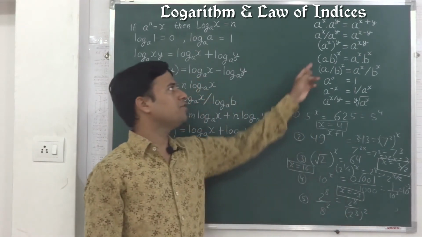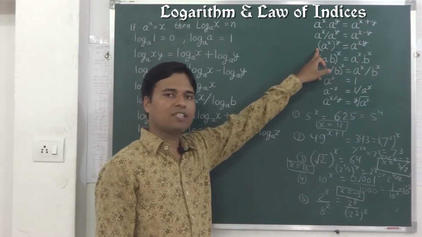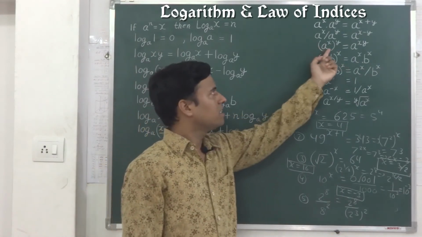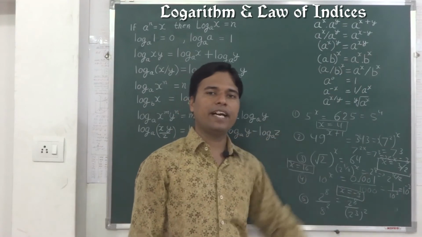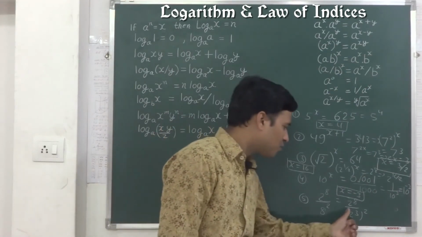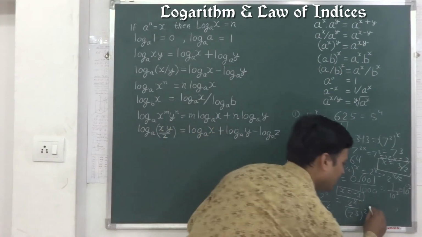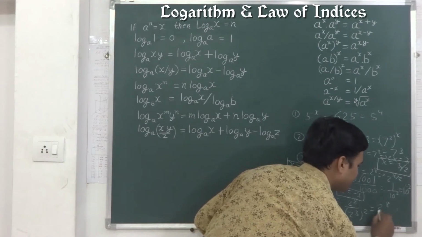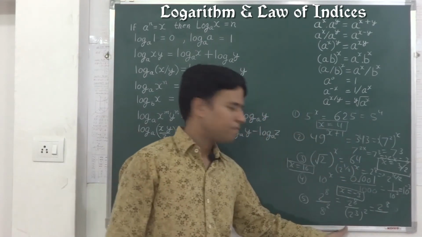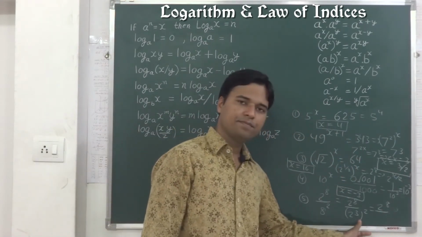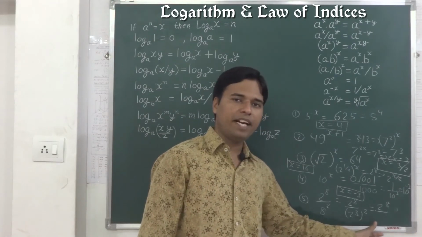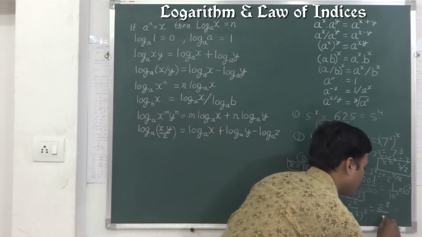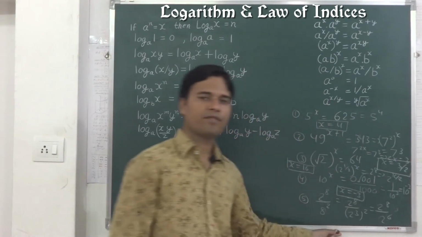Now we will use this formula, a power x whole power y: both powers will be multiplied with each other. So 2 power 8 in the upper part is divided by 2 power 3 multiplied by 2, which is 2 power 6.